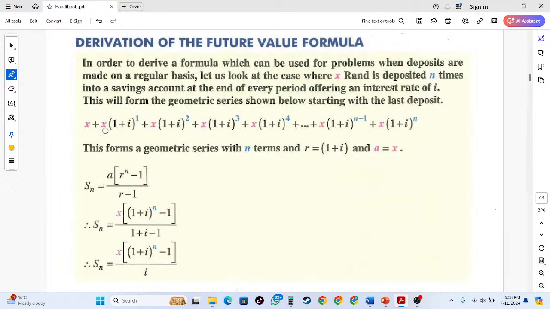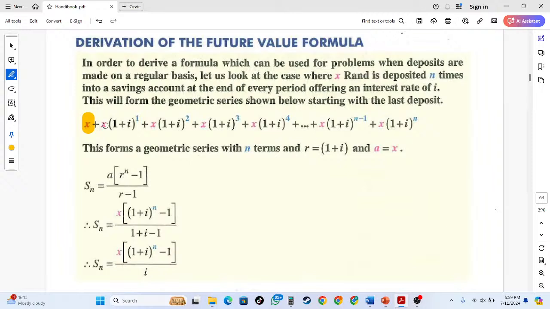Then the next term will gain an interest for 1 month. This one had no interest. This will gain an interest for 1 month. Then the third term will gain an interest for 2 months because it has been there for 2 months, and so on. So this one didn't gain any interest because it's the first time you are putting money into that account. Plus, put another one.